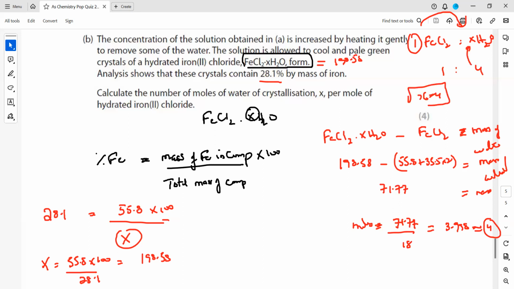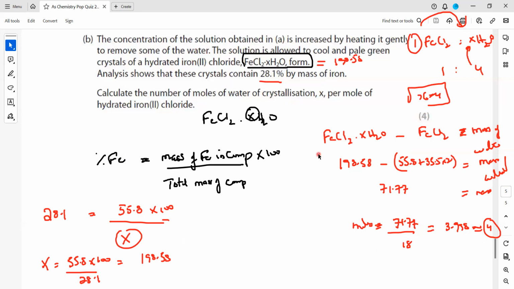So what we did here: first, using the percentage of iron, we worked out the total mass of the compound. Then from the total mass of the compound, we subtracted the mass of iron(II) chloride to know the mass of the water inside. And then from the mass of the water, we worked out the moles of the water. And using these moles, we know how many water of crystallization are attached to this iron(II) chloride.